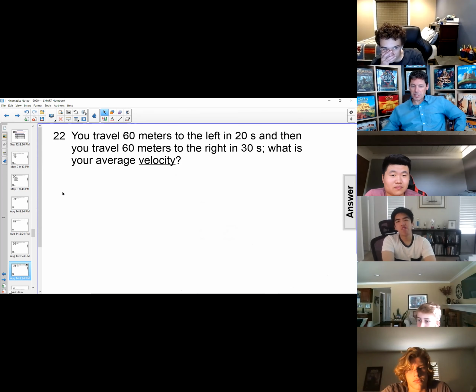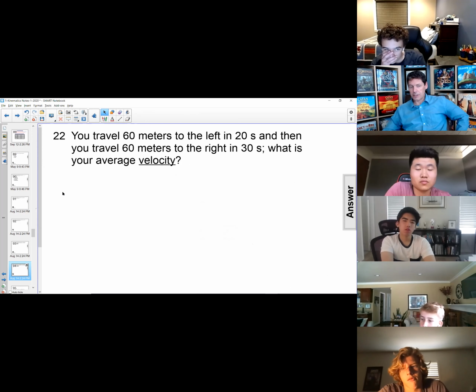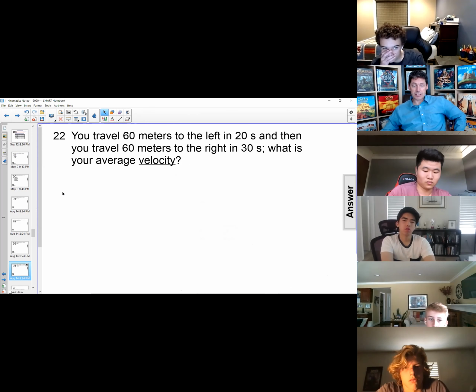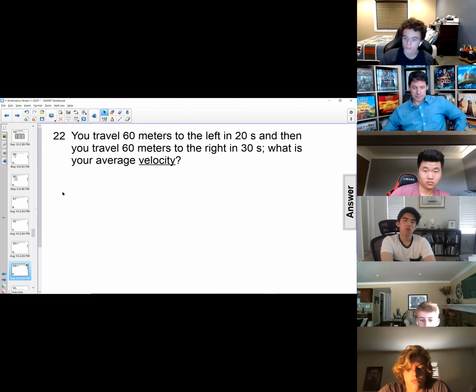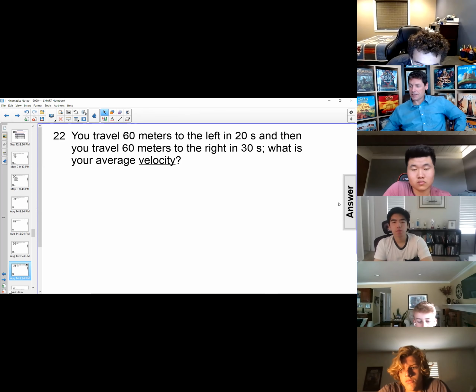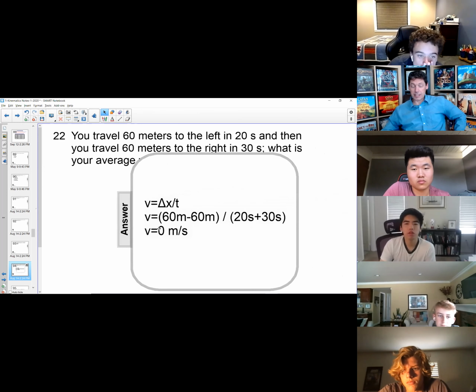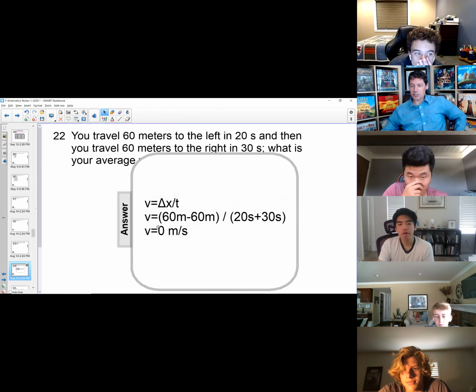You travel 60 meters to the left in 20 seconds, then you travel 60 meters to the right in 30 seconds. Same scenario. What's the average velocity? Good. So we're moving to the left, then we move back to the right. So if we go forward 60 and backward 60, our displacement is 0. If our displacement is 0, our average velocity also must be 0.